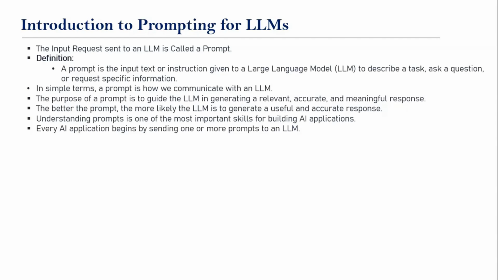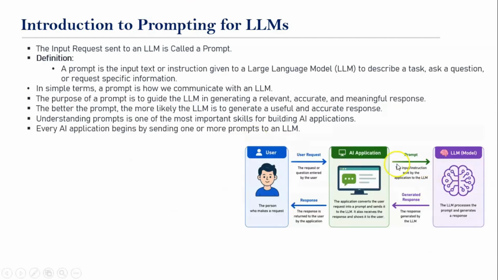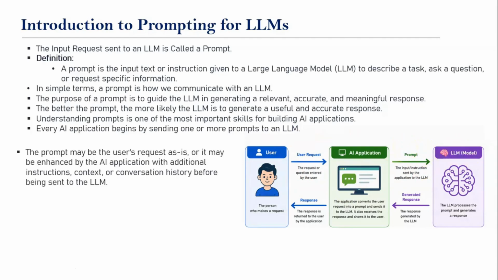Let me show you a simple diagram which we already know, but once again I want to show you that. See here, suppose you build an AI application, then the user sends some request. That request we are sending to an LLM as a prompt. That's it. But be clear, the prompt may be the user's request as it is. That means whatever the user request you are getting, we can send directly to an LLM as a prompt, or based on requirement, sometimes it may be enhanced by the AI application with additional instructions, context, or conversation history before being sent to the LLM.